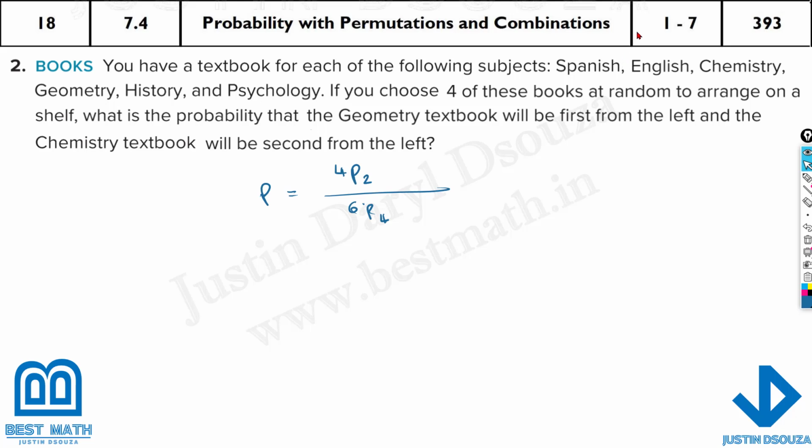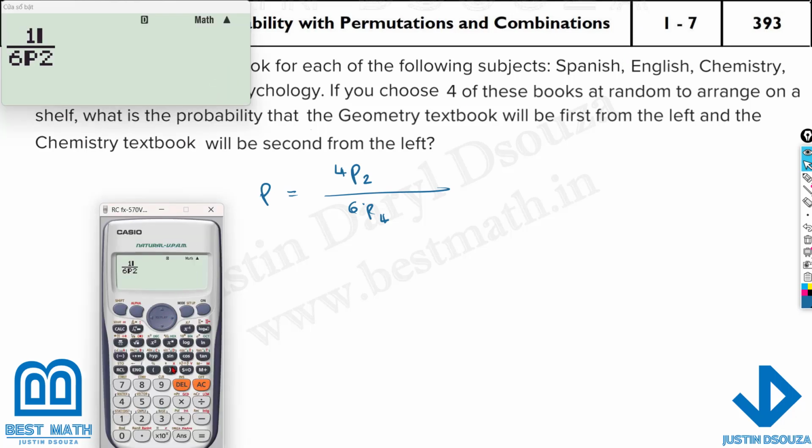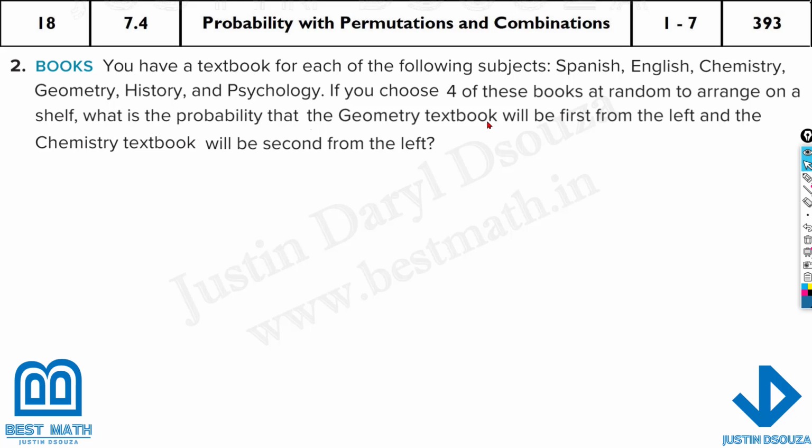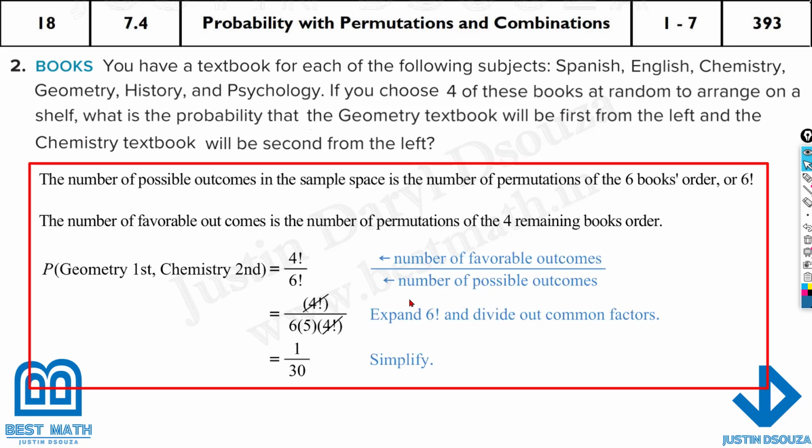So let's see in the calculator. Here, 4P2 divided by 6P4, it is again 1 by 30. But I wouldn't go with this method. This is just, I think, what is done over here. But the method which I did initially, 6P2 down below, and 1 possibility as the favorable desired outcome, that's the easiest one. So it's 1 by 30.